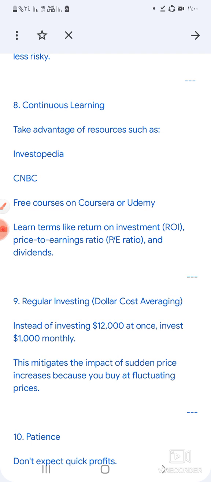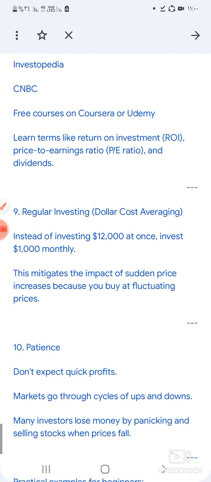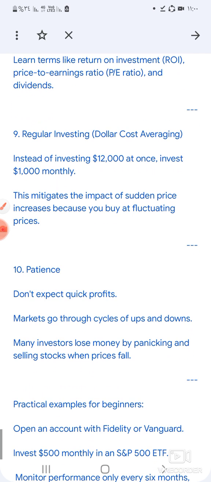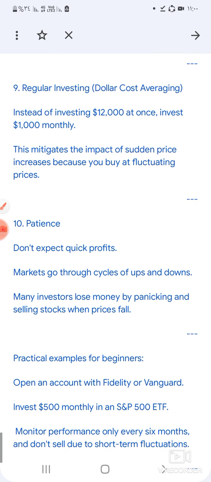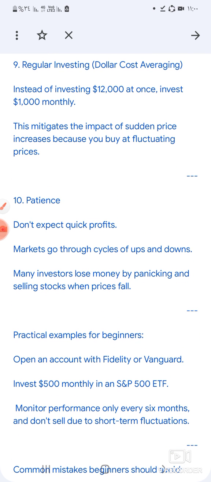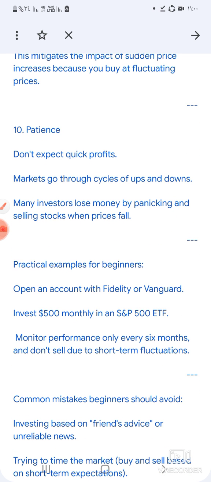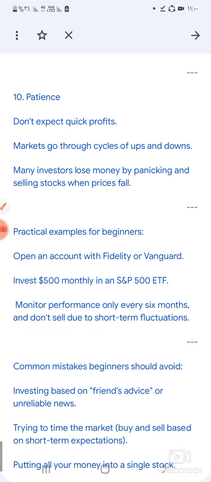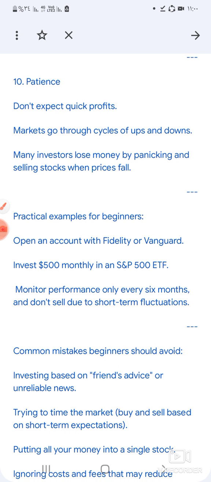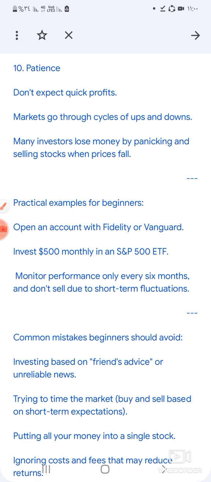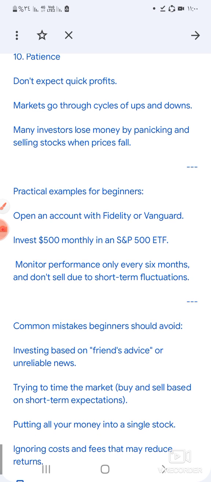10. Patience. Don't expect quick profits. Markets go through cycles of ups and downs. Many investors lose money by panicking and selling stocks when prices fall. Practical examples for beginners. Open an account with Fidelity or Vanguard. Invest $500 monthly in an S&P 500 ETF. Monitor performance only every 6 months. And don't sell due to short-term fluctuations.